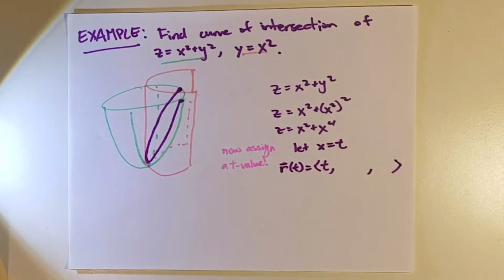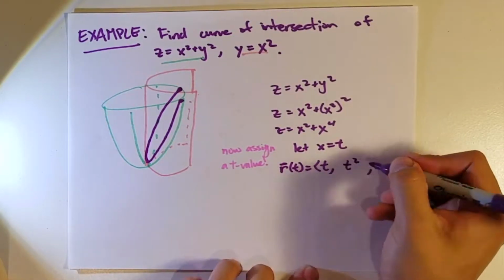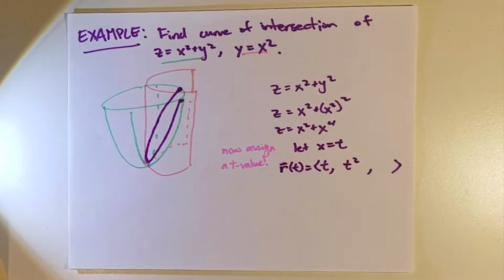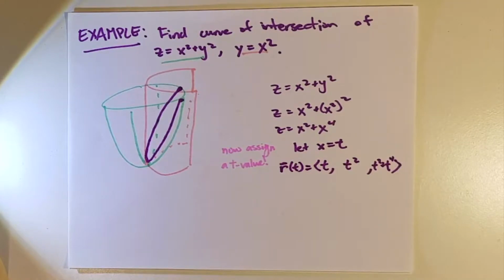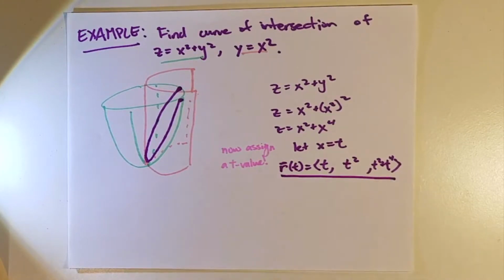We need to fill the y and z components. Note that y equals x squared, so it follows that y equals t squared. And z equals x squared plus x to the fourth, so z equals t squared plus t to the fourth. Thus, our vector-valued function is t, t squared, and t squared plus t to the fourth.